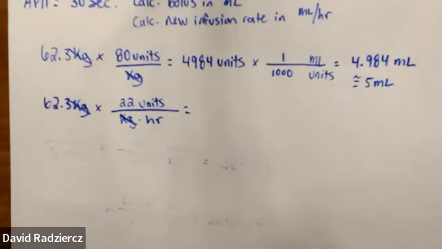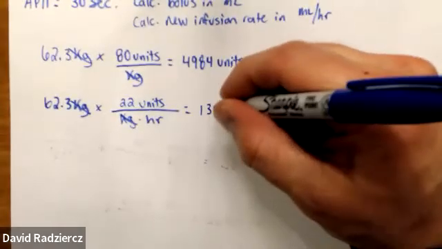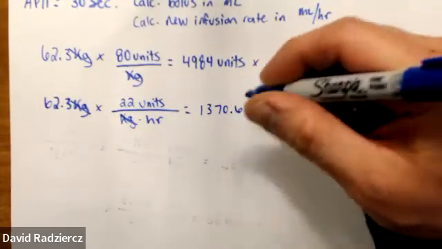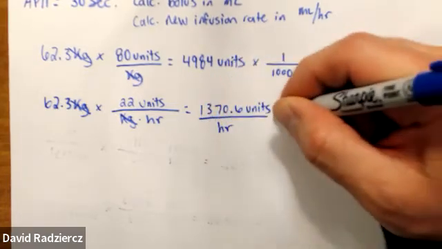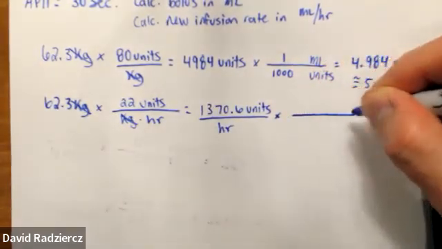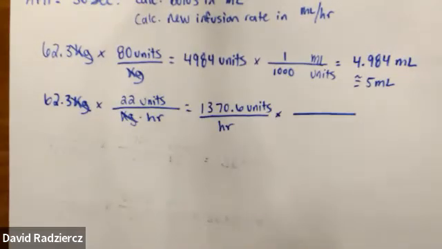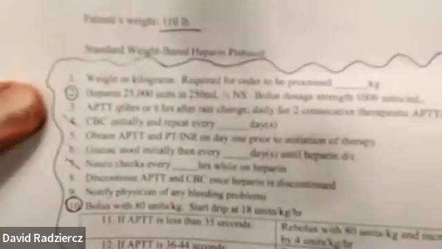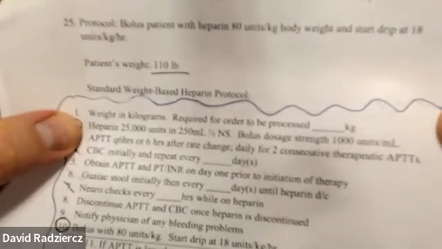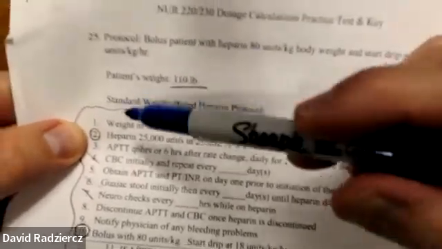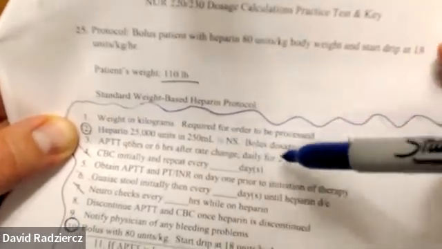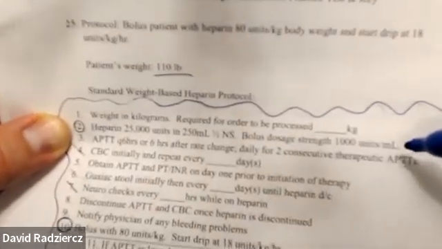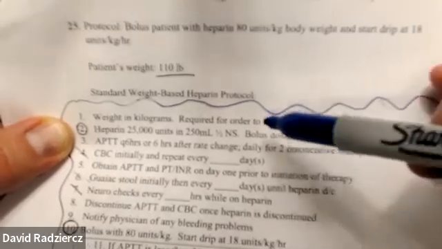So I'm going to take 62.3 times 22, and I'm going to get 1,370.6 units per hour. So I don't want units per hour, I want milliliters per hour. In order to figure that out, as a reminder, I'm going to go back to step 2 of the protocol. Step 2 of the protocol has 2 available things. It has the IV and it has the bolus dose. We're not calculating a bolus dose, so I'm just going to ignore that for this point.